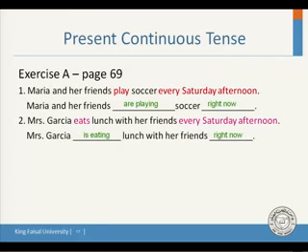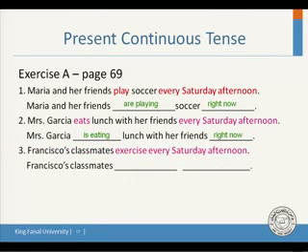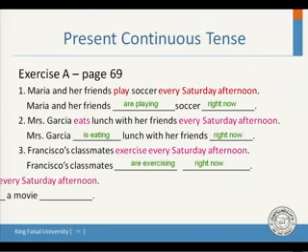Eats every Saturday. Number 3, Francisco's classmates exercise every Saturday afternoon. Francisco's classmates are or is, are classmates, are exercising when, right now.